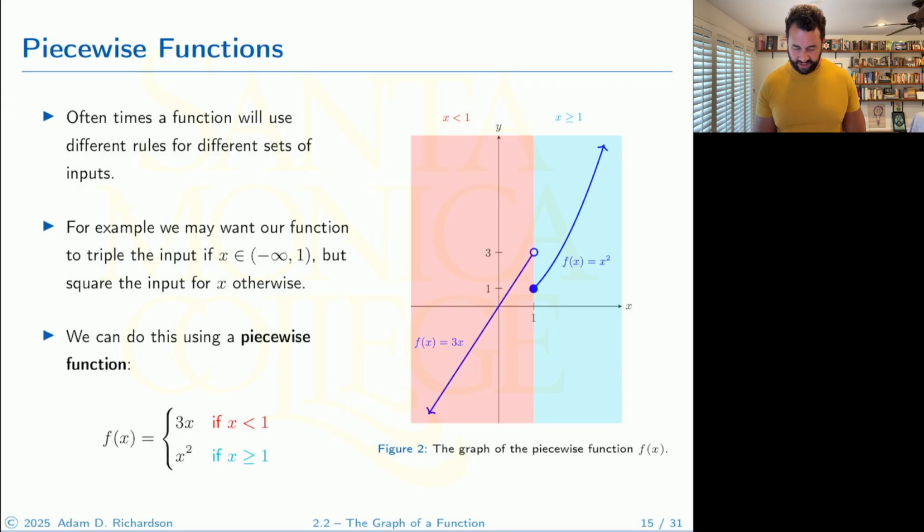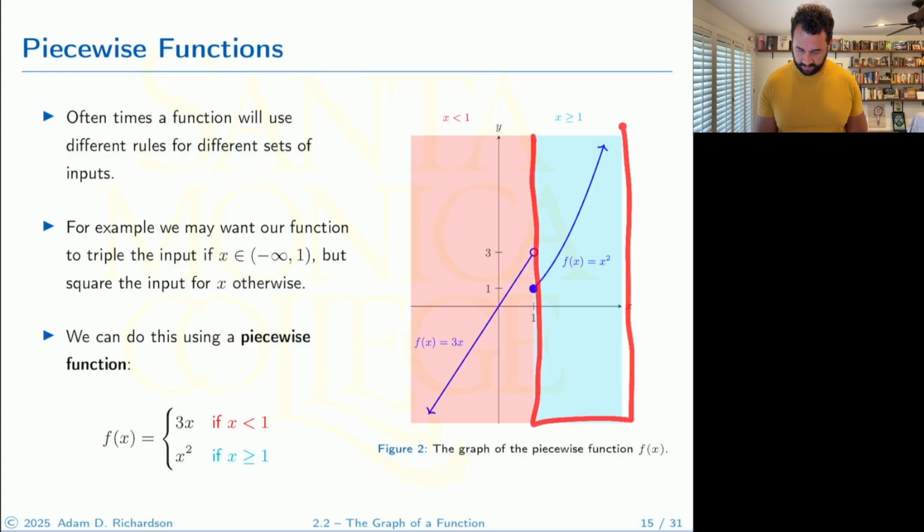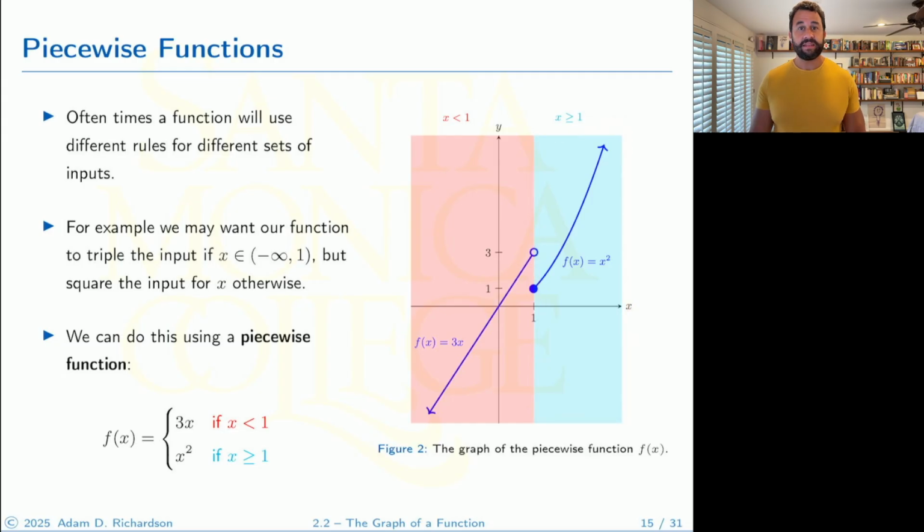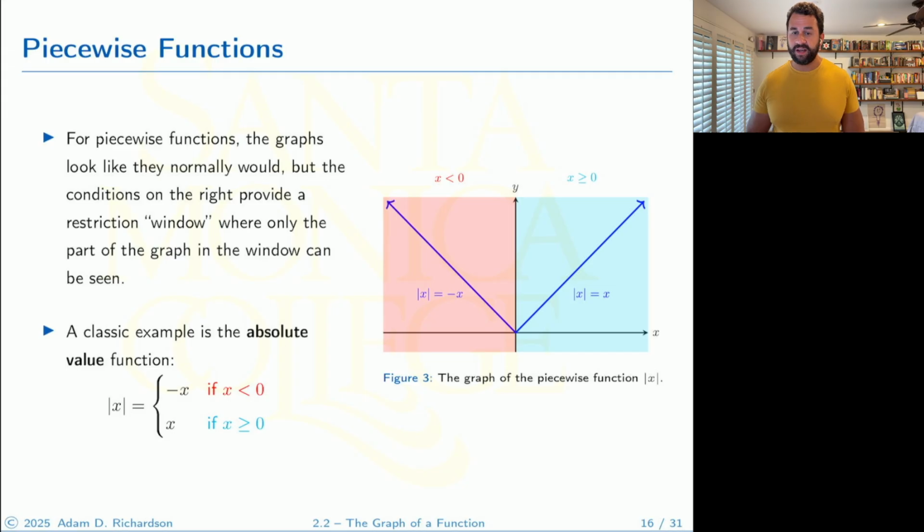Like that. Okay, then graph x squared like you normally would, right? But then only show x squared on the blue window, like that. That's how piecewise functions work. Absolute value is kind of the same way.